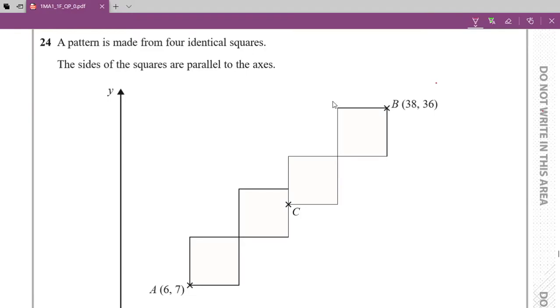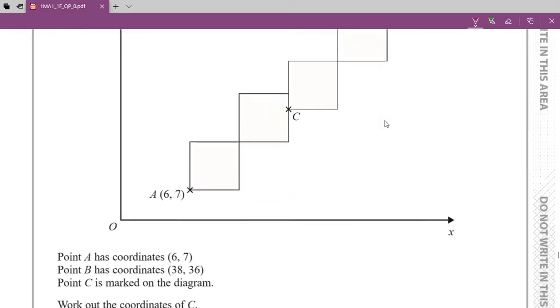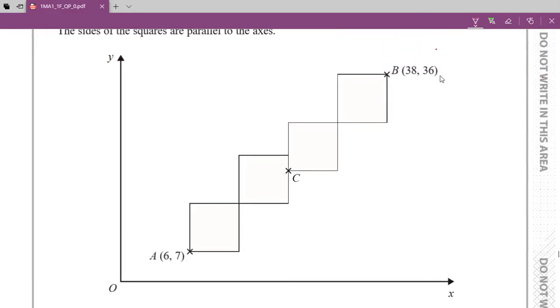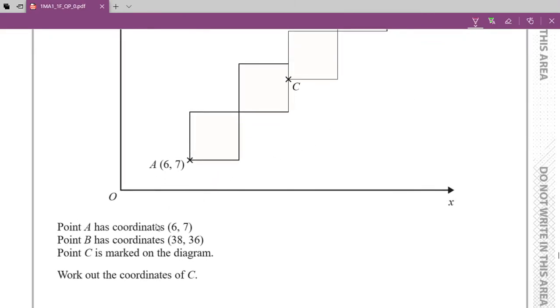Question 24. A pattern is made from 4 identical squares. The sides of the squares are parallel to the axes. And we are told that point A has coordinates 6, 7. Point B has coordinates 38, 36. Is it 38, 36? And point C is marked on the diagram, and this is point C marked on the diagram. Now the question is, work out the coordinates of point C.